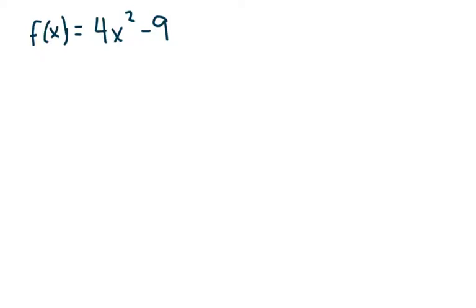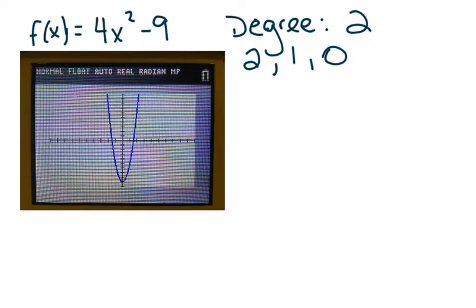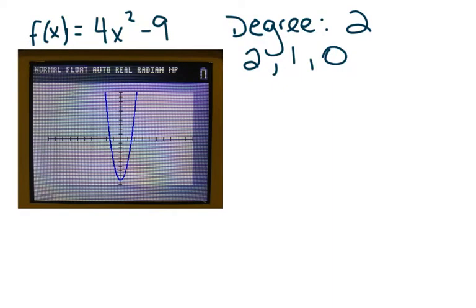So given f of x is 4x squared minus 9, my degree is 2. So I could have 2 real zeros, 1 real zero, or no real zeros. Let's check the graph. Here is the graph. I have a real 0 here and a real 0 here. Now remember, the 1 zero could have touched the x-axis just once. The 0 zeros, it could have touched it no times. So that's how it can look to satisfy all 3 of those situations.